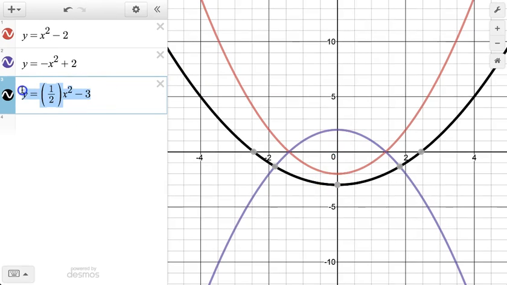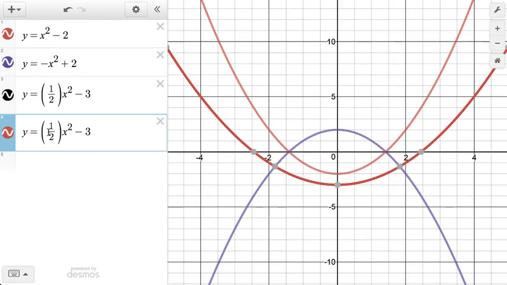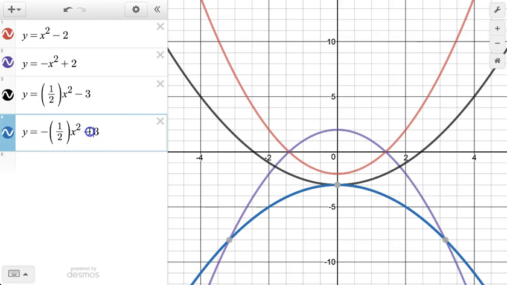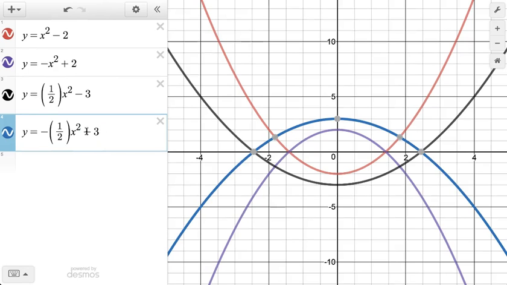Now the last one is almost the exact same, but I think I switched the positive and negative, kind of like these two. I don't want red again. Let me pick another color, please. Blue? Okay, close enough. I think I had a -1/2 and then a +3. Yep, there we go.